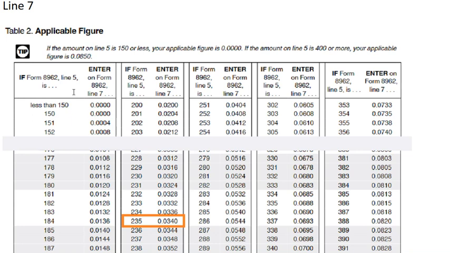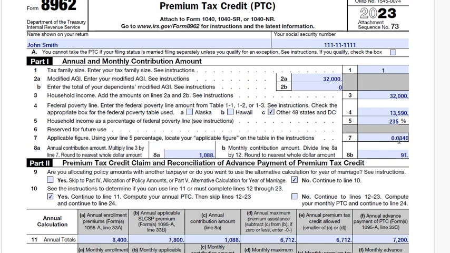In each box here, there are 2 columns. The first column is that percent number, so we're looking for that 235%. So here's 235%. Then the corresponding figure is called the applicable figure. The applicable figure is 0.0340. And then enter this applicable figure on line 7 of Form 8962. So Form 8962, line 7, the applicable figure is 0.0340.